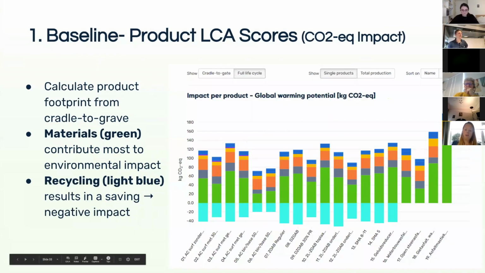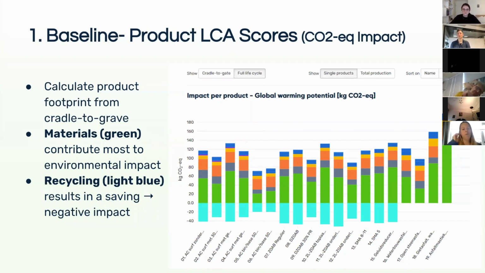And actually, now we'll go into the step plan. So the first step is to establish the baseline. And it's actually a bit different than for Peter's example, because here we start with making the product LCAs. So calculating the product footprints and the carbon footprints. And we do that by calculating the product footprint from cradle to grave.